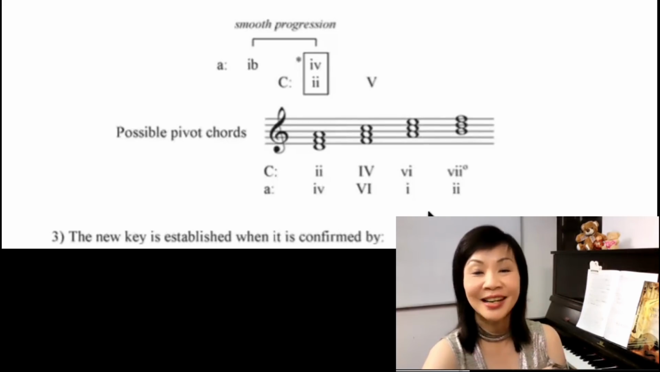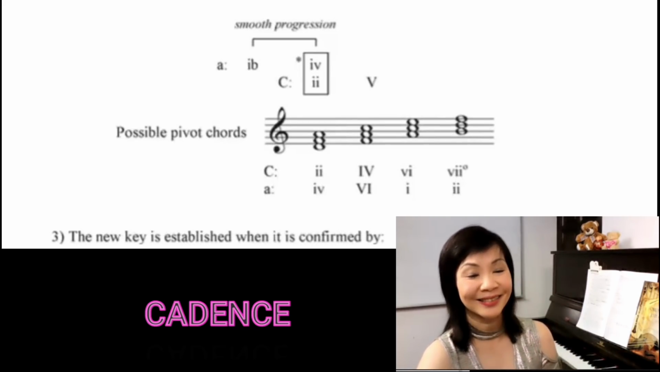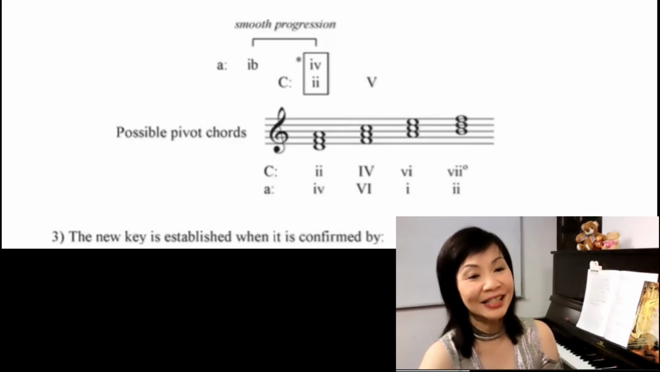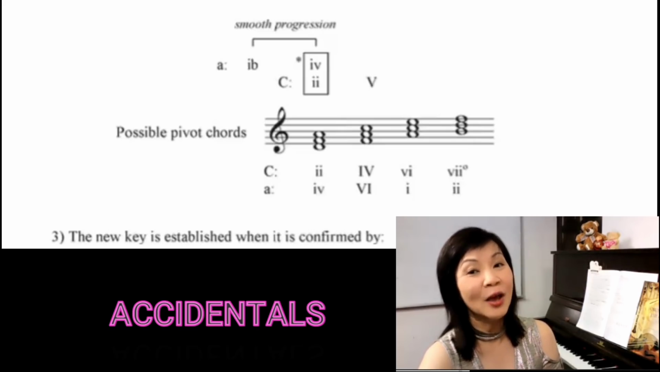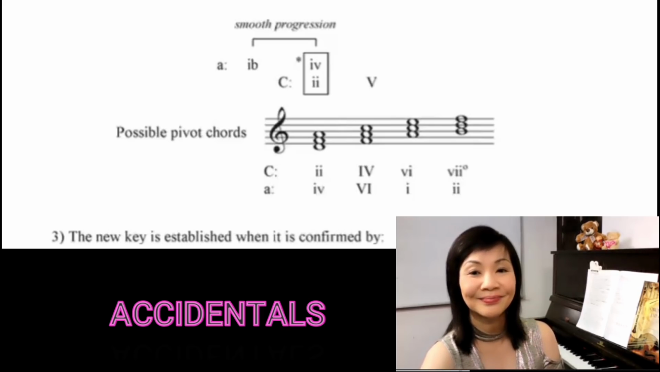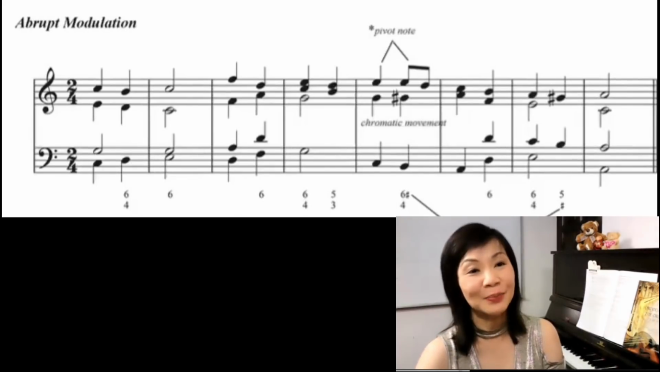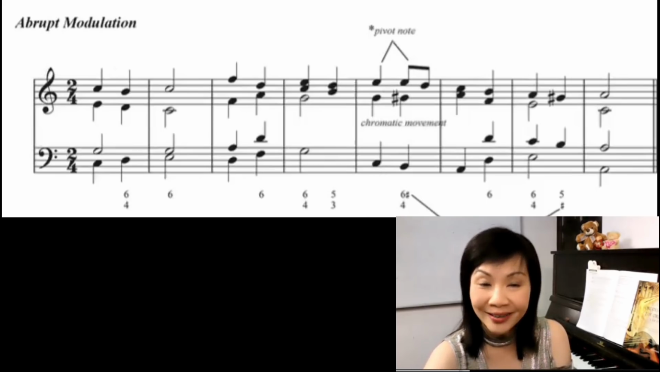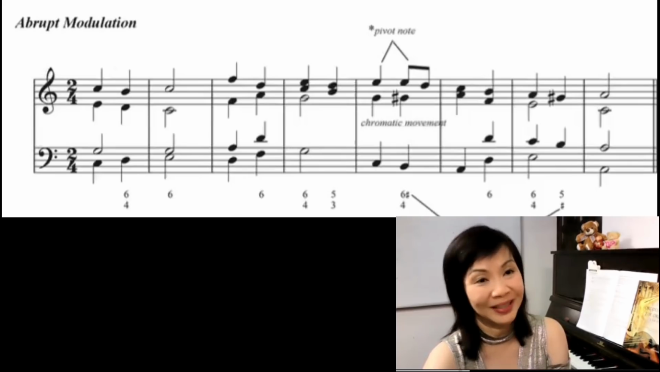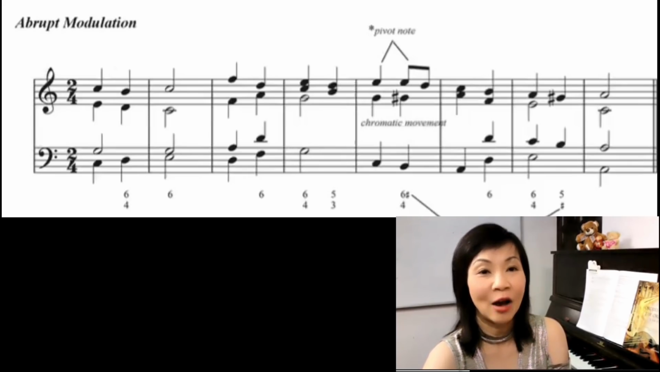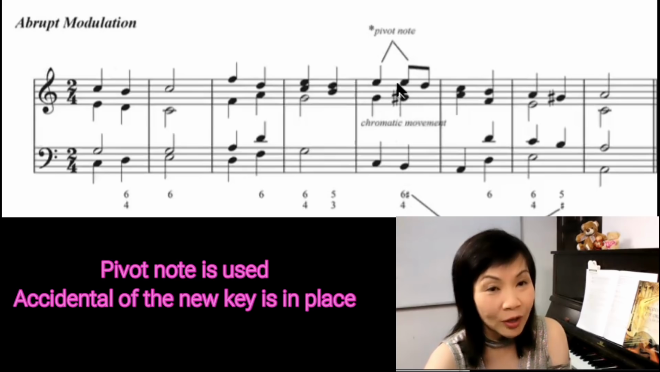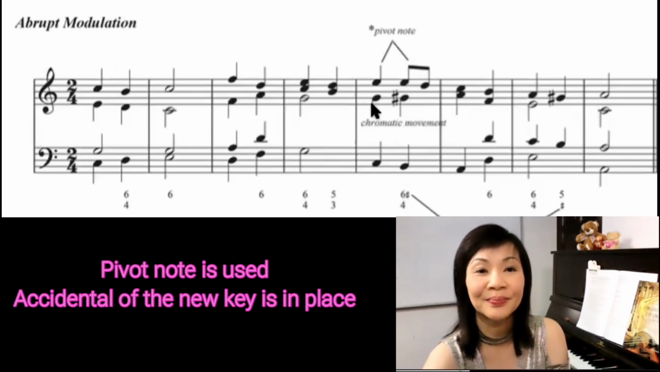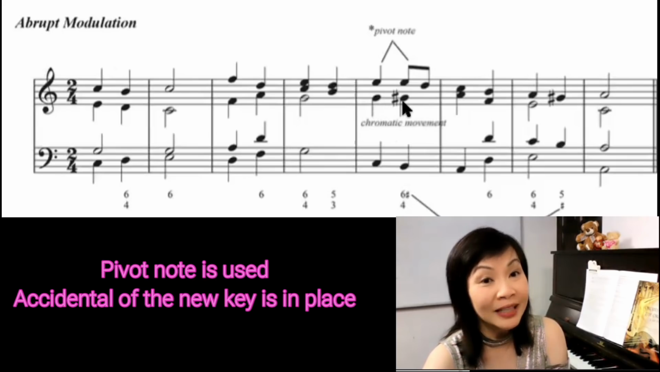To effect a modulation, it is most important to have a cadence. And of course, when the modulation takes place, the accidentals must be placed in the new key. In the next example, on the next page, we look at how an abrupt modulation is being effected. In this case, in C major, chord 1 moves immediately or abruptly into A minor. However, we can see that there is a pivot note, which is a common note in both keys. And then the note G moves by a chromatic movement to G sharp before resolving to the tonic A.